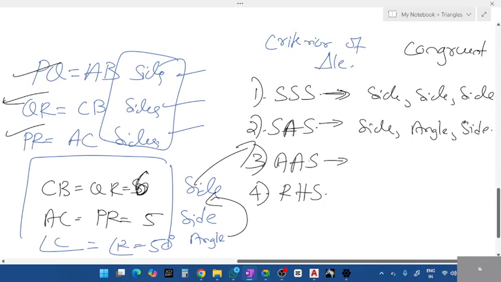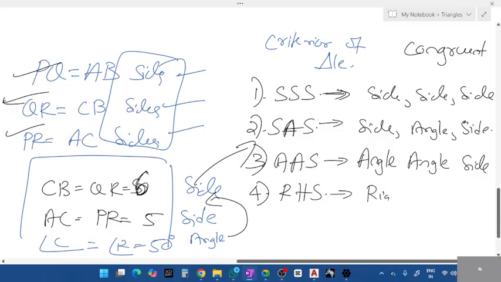Next, what is AAS? Angle, angle, side. You can check your textbook. Open your textbook, congruency of triangle, and you'll see all these words given. Angle, angle, side. RHS. What is RHS?